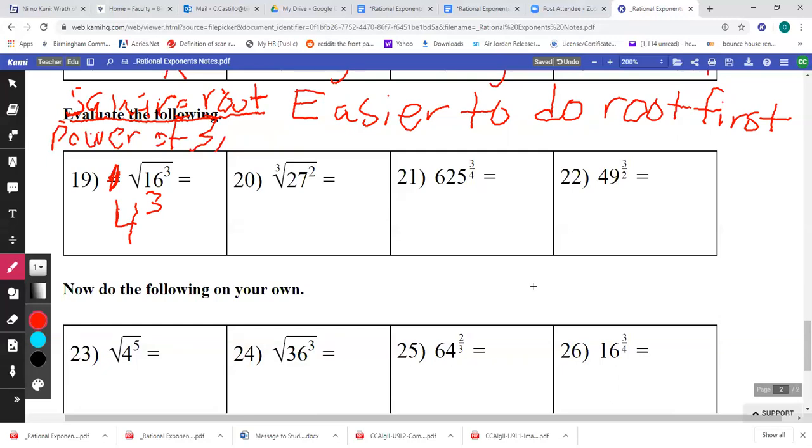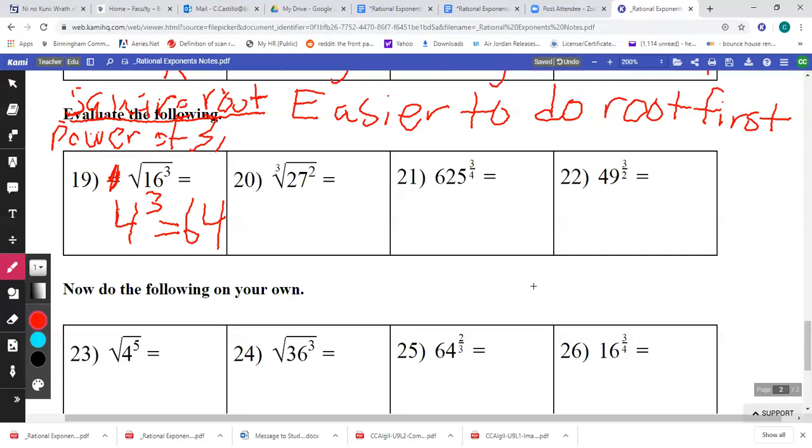So these problems are always a two-step thing. You always have to take the root and you always have to take the power. It's always easier to take the root first. So the square root of 16 is 4. 4 to the third is 4 times 4 times 4. And so my answer here is 64.